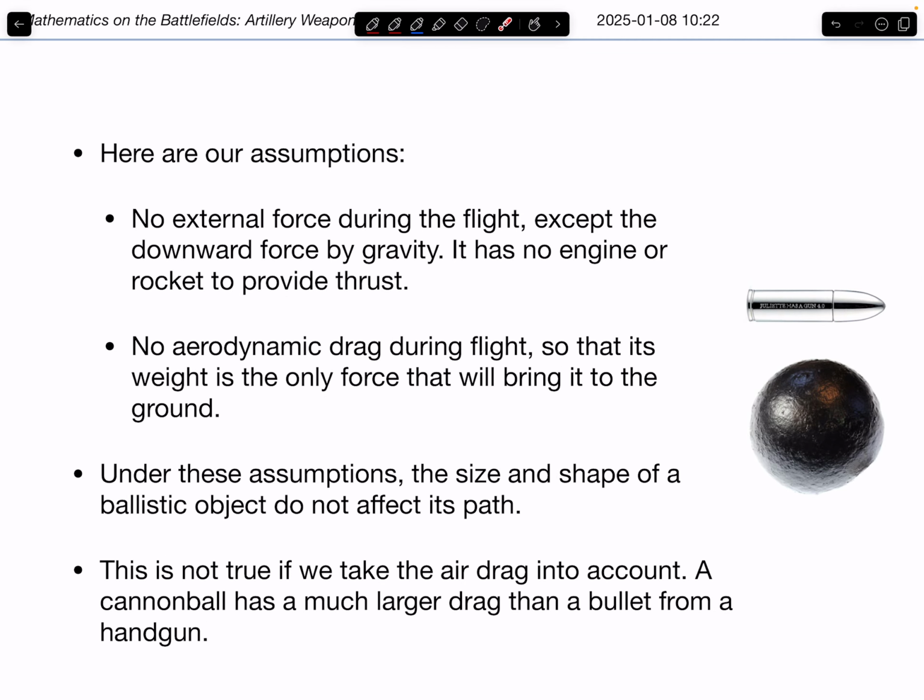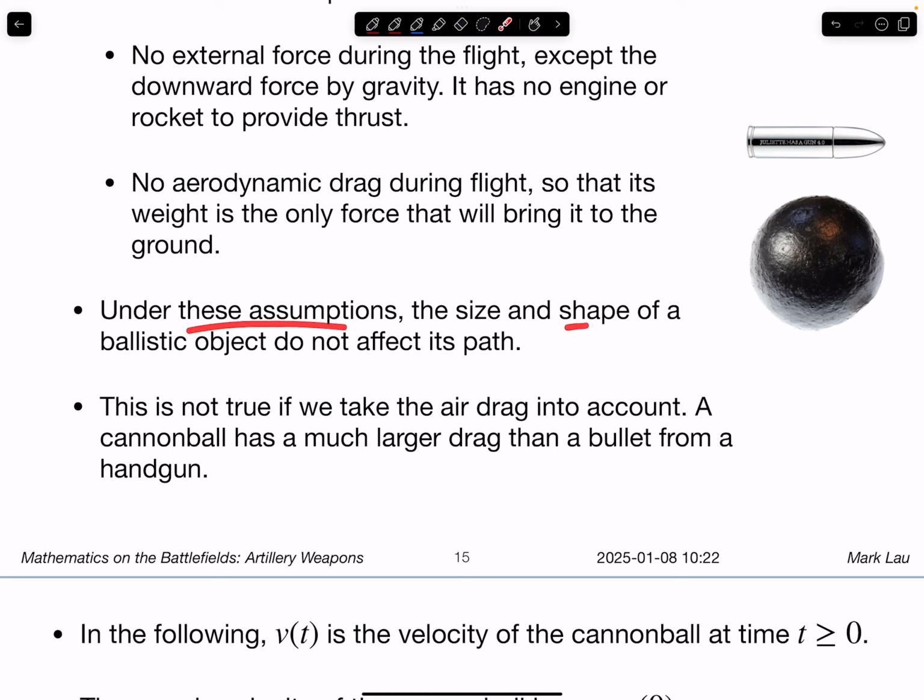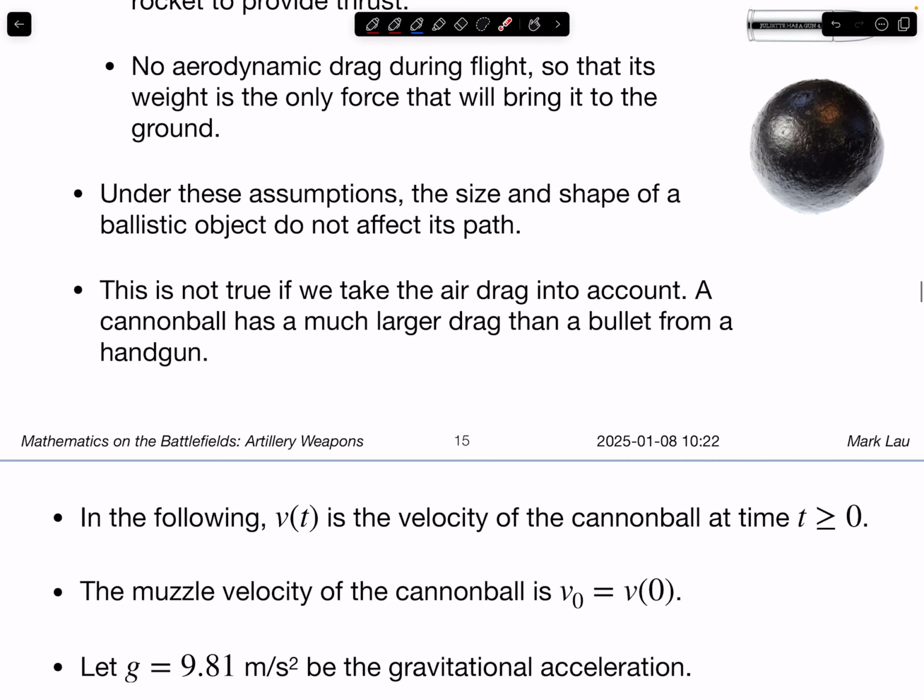Here are our assumptions: no external force during the flight except the downward force by gravity. There isn't any external force apart from gravity and the initial force. But this force is not continuous, it is just given at the beginning of the motion, so we don't count that. No aerodynamic drag, so no air resistance during the flight. Under these assumptions, the size and shape of a ballistic object do not affect its path. This is not true if we take the air drag into account.